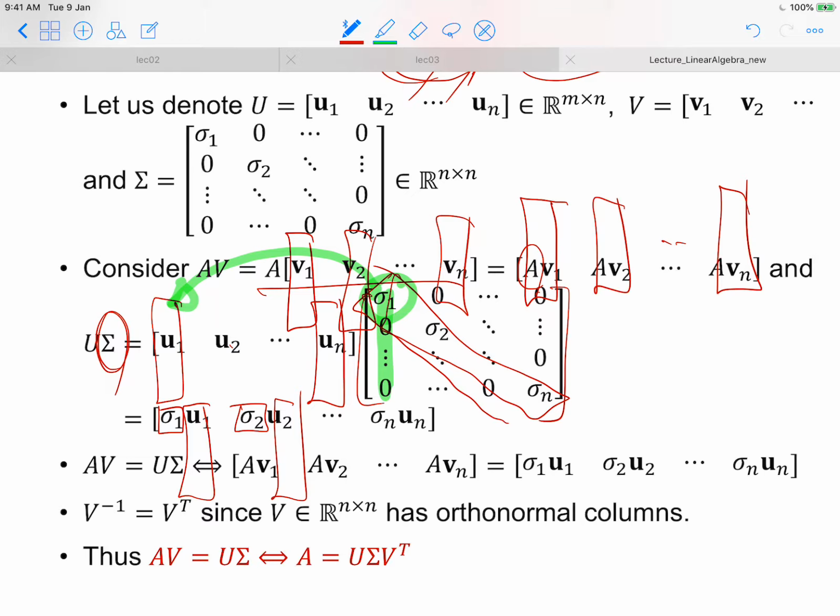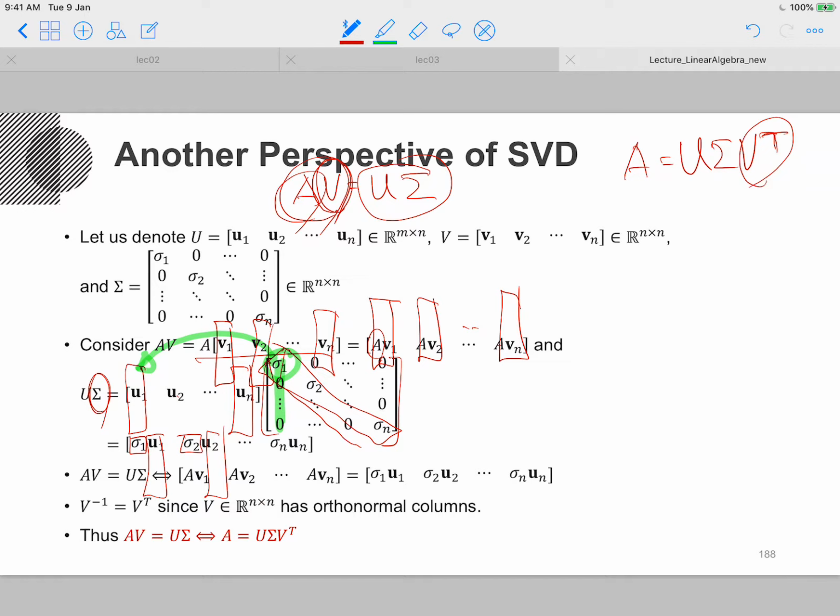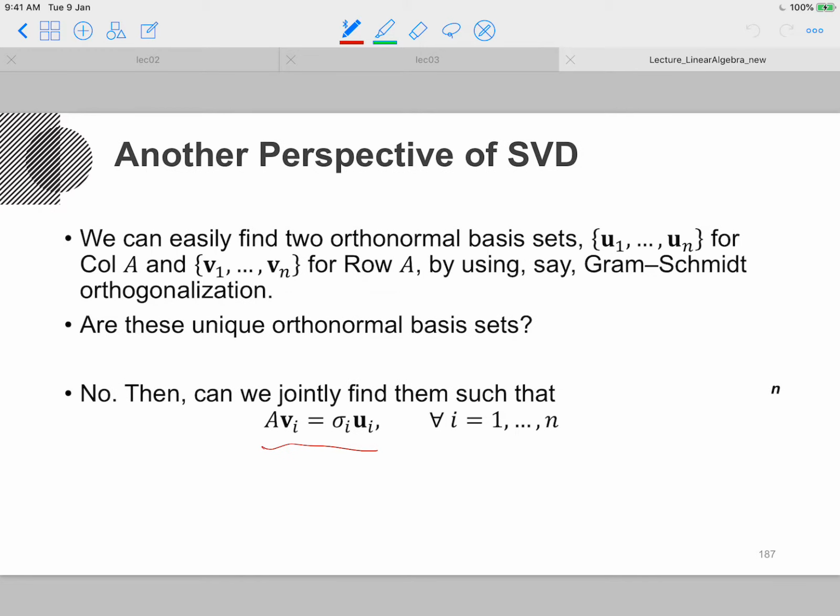Okay, so we understood this part, right? And now we equate, or we obtain the column-wise equation, okay? And the column-wise equation is sigma 1 times U1 is equal to A times V1, right? So we finally obtain this as the column-wise equation that we need to satisfy in the singular value decomposition.